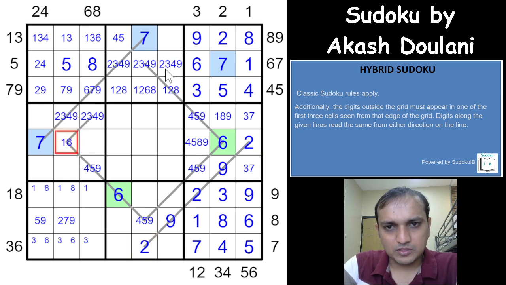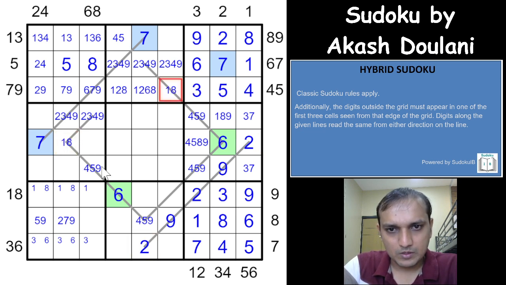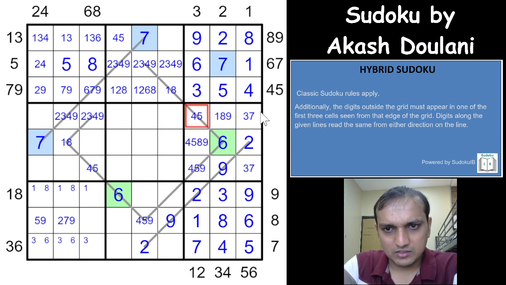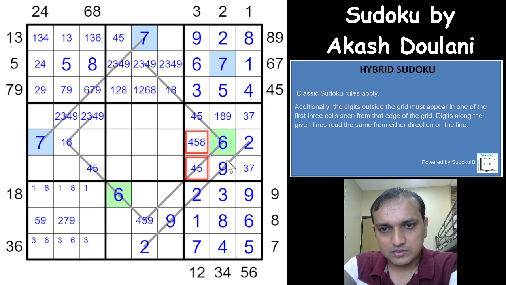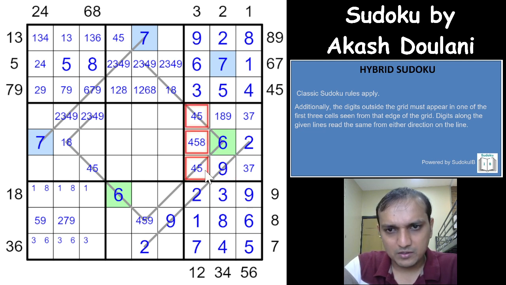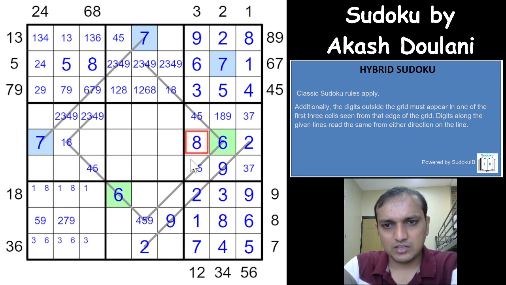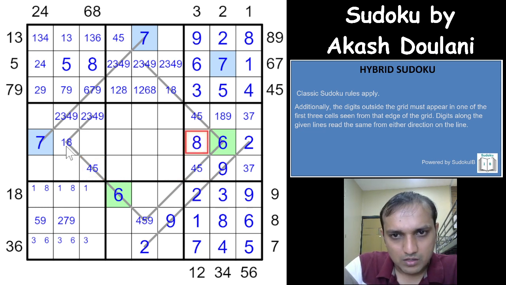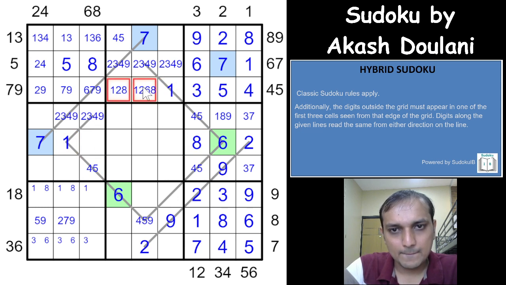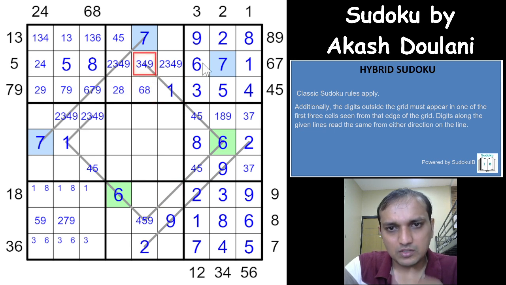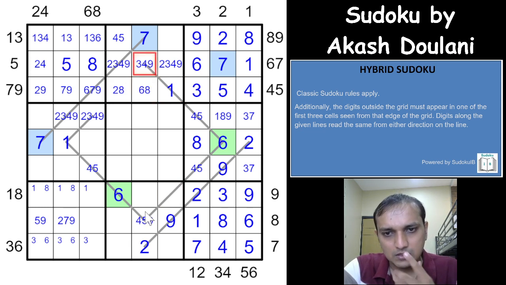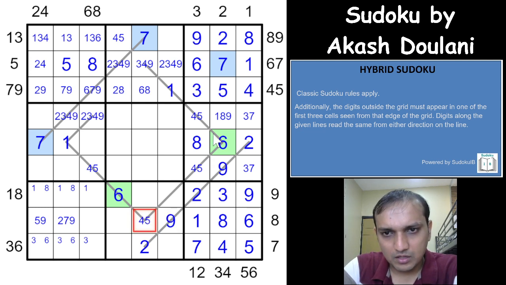That eliminates 2 from this cell and this cell. Eliminates 9 from this cell and this cell. And these cells as well. So it has 4 5 8. This cell cannot be an 8 because you cannot have an 8 here. So this cell is an 8. That gives you 1 and a 1 here. Eliminates 2 from this cell and this cell. 9 is eliminated from here.